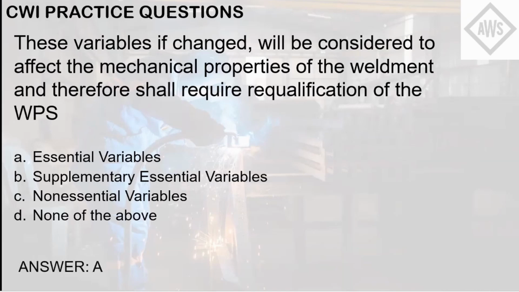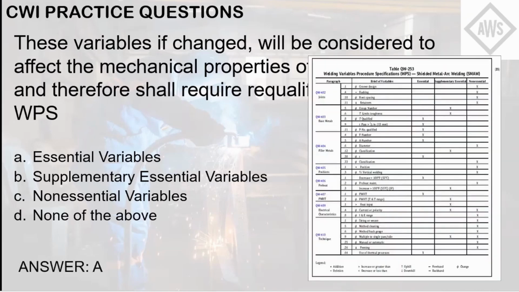So examples of these essential variables are the base metal, the filler metal, the type of preheat and post-heat, and the chemical composition of the weld metal. So those are some of the examples of essential variables. Some of it varies slightly according to the specific welding process that is being specified in the code or in the standard.